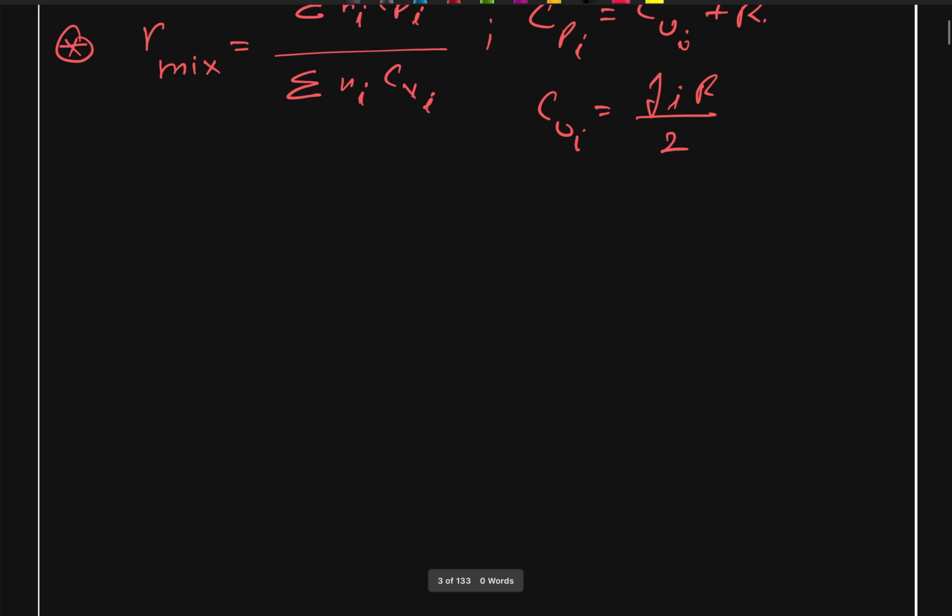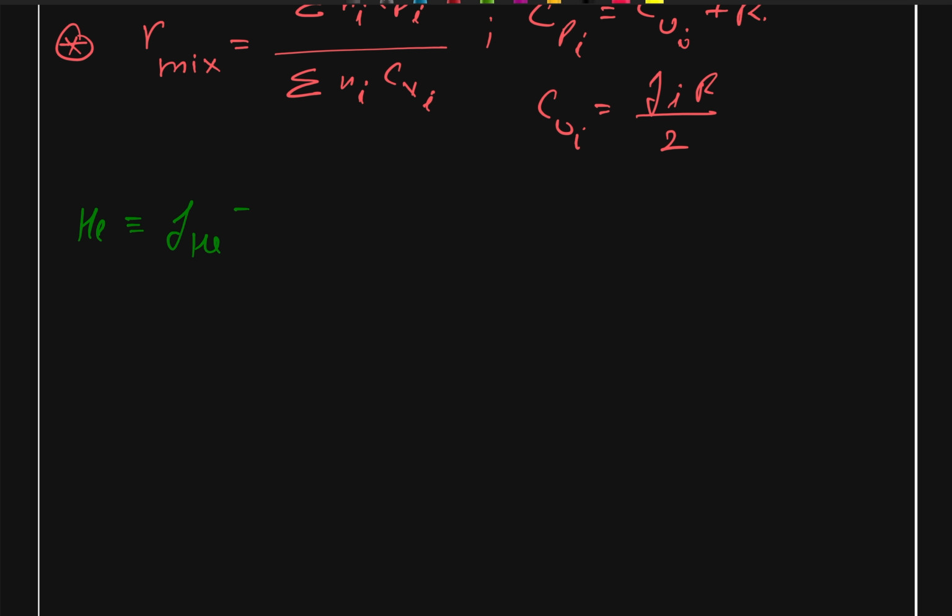So according to the gases, first of all is our helium. For helium, we can say our f of He, degree of freedom, is 3. Therefore, our Cv of helium will be equal to 3R upon 2, and our Cp of helium will be equal to 3R by 2 plus R, which will give us 5R by 2.